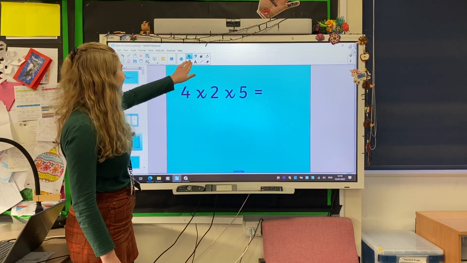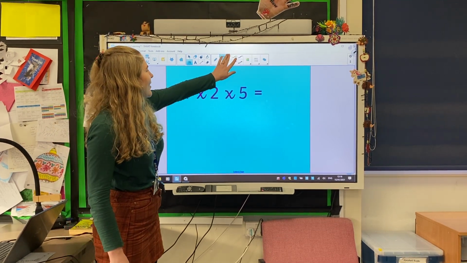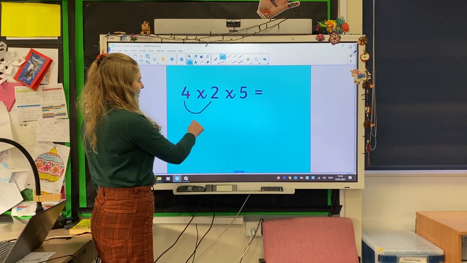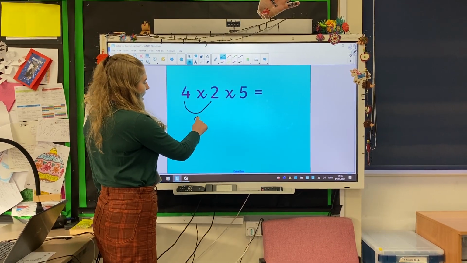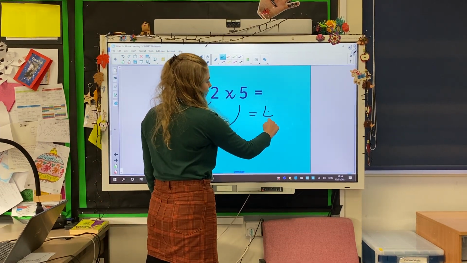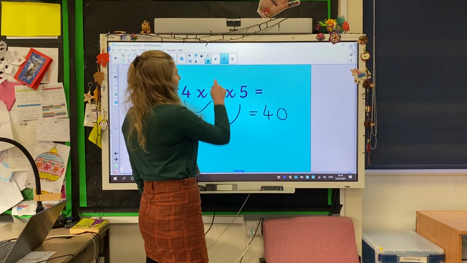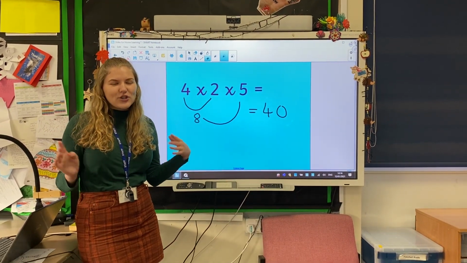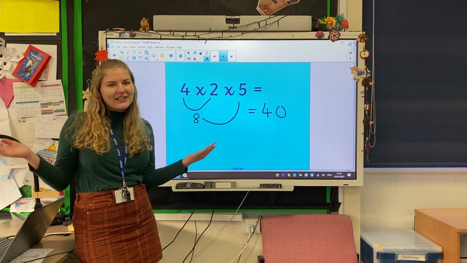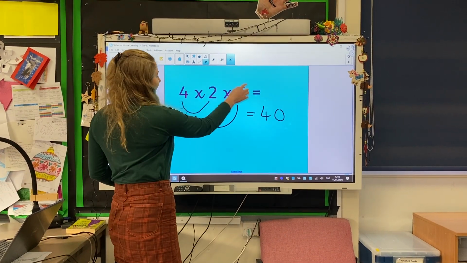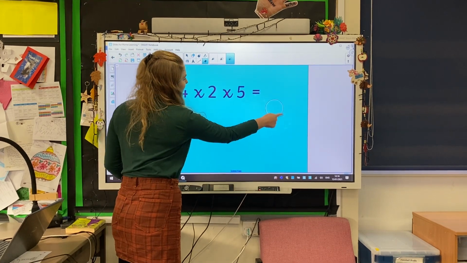Okay, well done. So let's have a go at this then. So 2 times 4, or 4 times 2 is 8. 8 times 5 equals 40. Now, the magic when multiplying 3 separate one-digit numbers is you can move the numbers in any order and you'll still get the same answer. Do you remember doing this? It's called the commutative law.